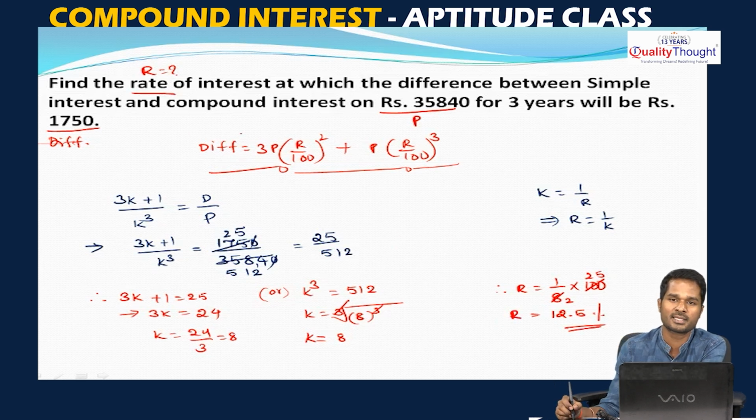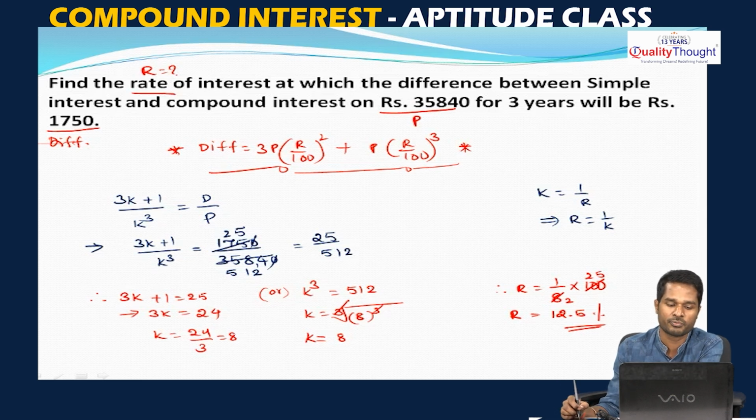So, he has given the difference between simple interest and compound interest for 3 years and the sum, and we need to find the R value. We can use this formula to solve this. Anyway, you people know this formula. So, let us learn a new method.